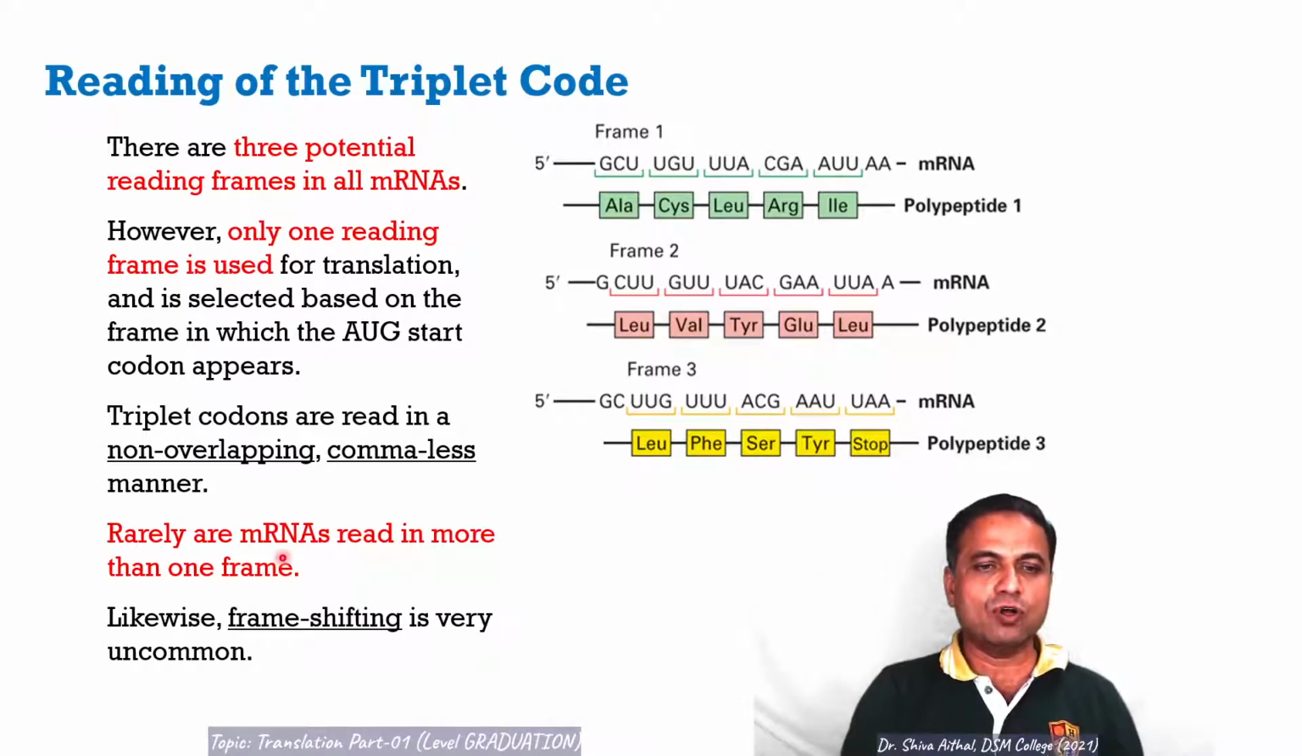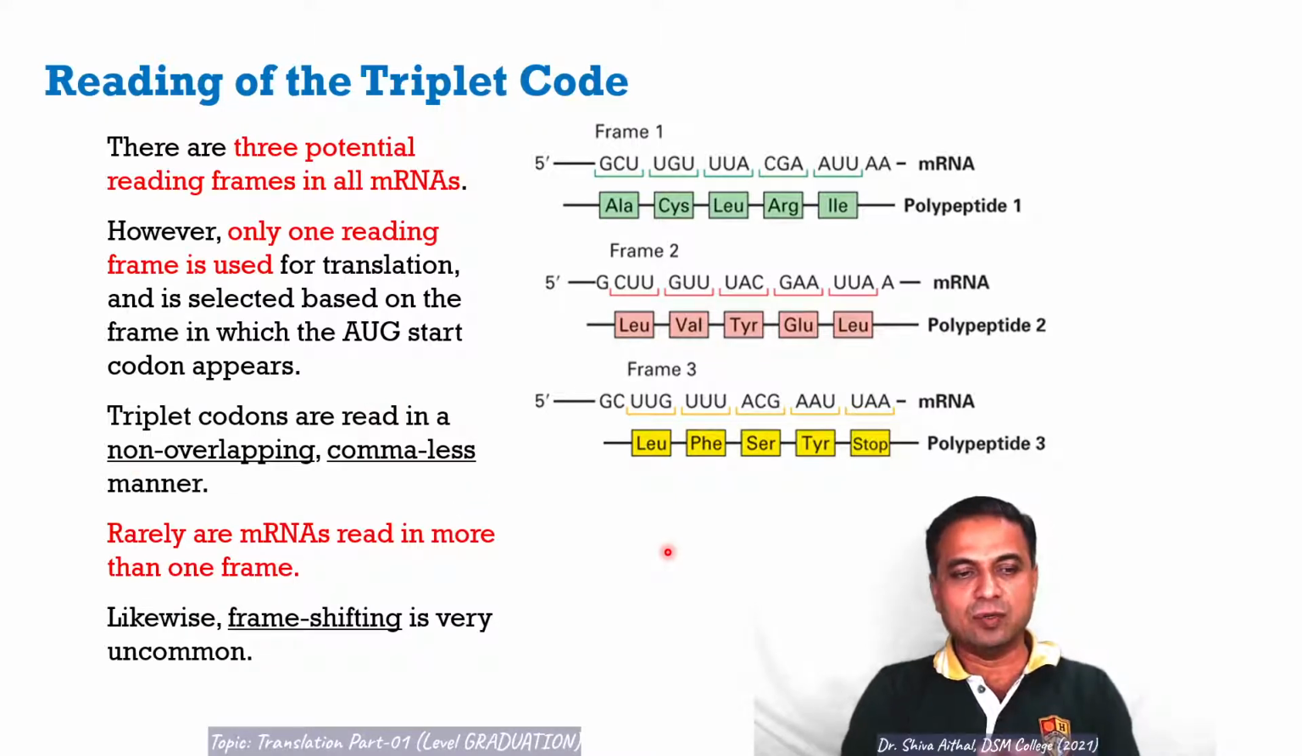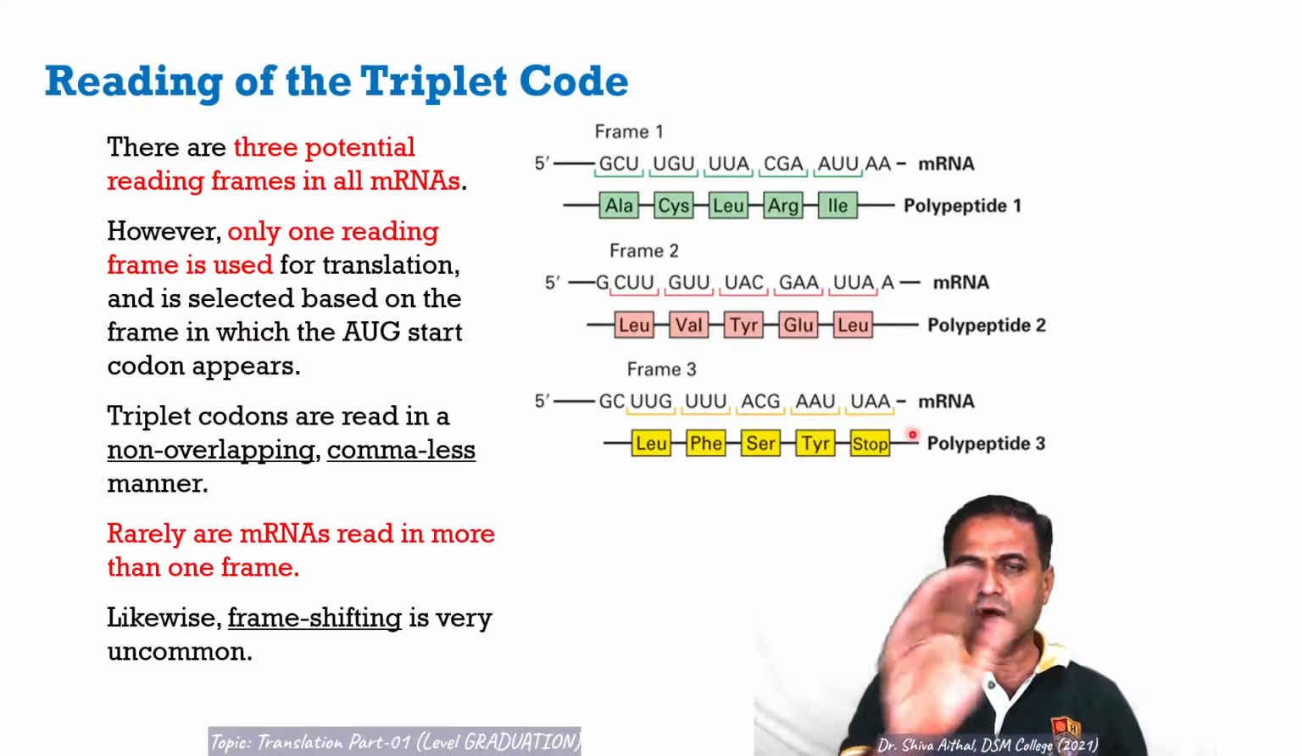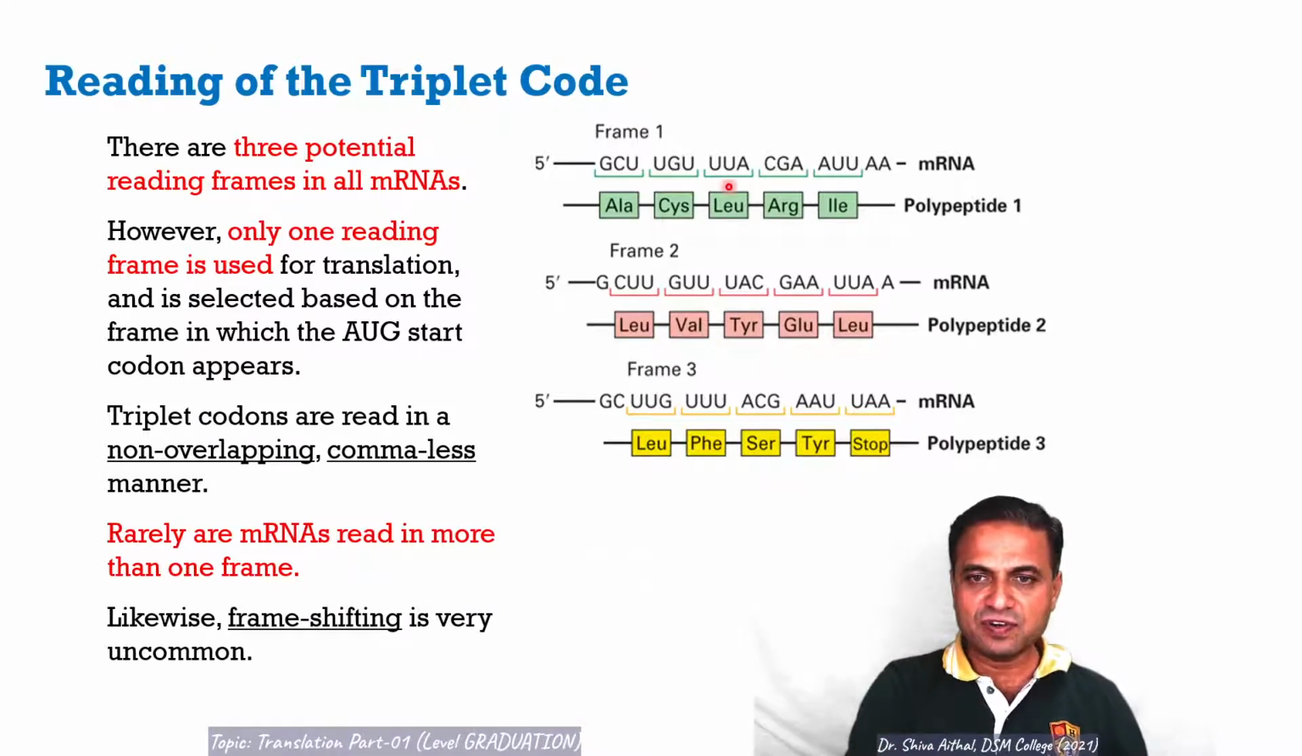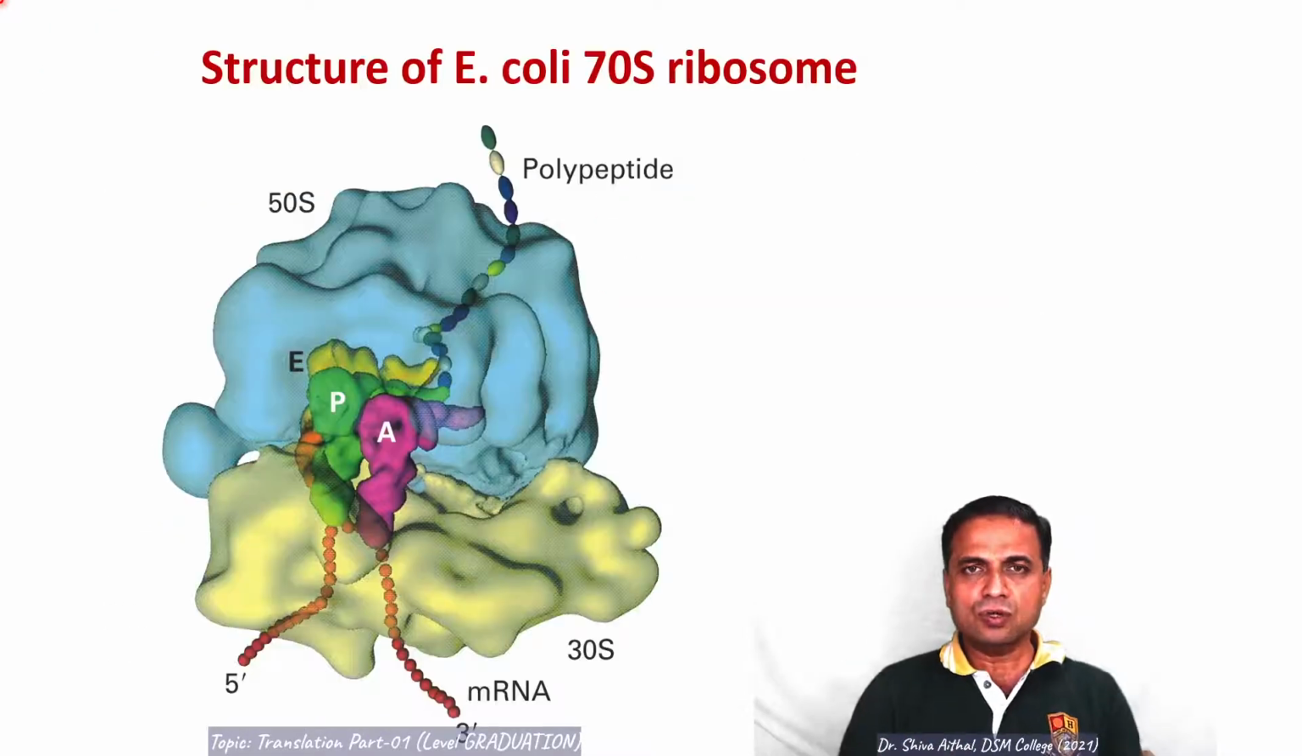So triplet codons are read in a non-overlapping, comma-less manner. Rarely are mRNAs read in more than one frame. As I said, these are the three possibilities, but not all, only one is selected. And the frame shifting example which I have given is very uncommon. It is rare, it doesn't take place. So all this is facilitated by the help of a ribosome.